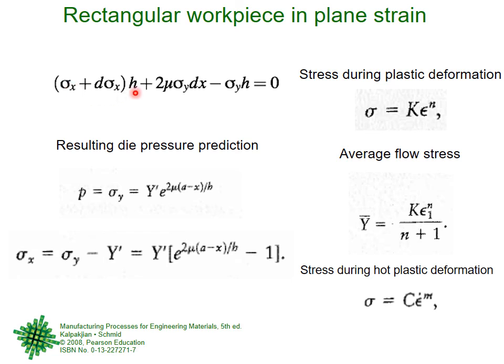So sigma x into h is the force, isn't it? Similarly, d sigma x into h. So you are taking in the x direction, so these are the stresses. Similarly, mu sigma y is the friction stress. And dx is the thickness, and depth is 1. And this is at the top face and the bottom face, so you are doing it twice. And then sigma y itself is working on the h into 1 area. So very simply, you are not doing anything, you are just balancing out the forces in the x direction, and this is your equation.